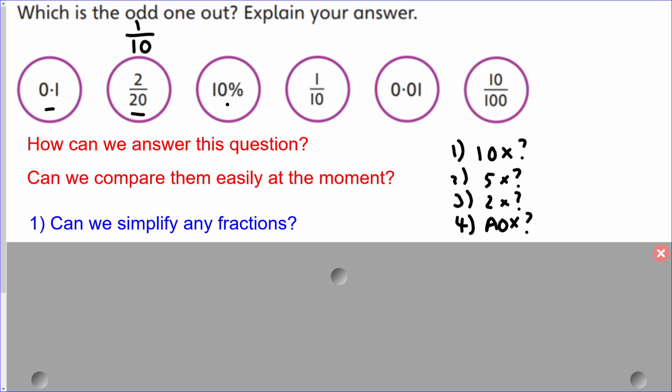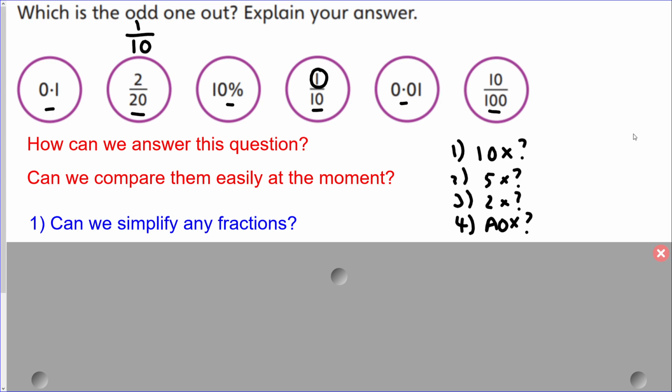I'm going to go along. Is this a fraction? No. Is this a fraction? Yes. Can I simplify it? Well, I know I can't simplify it because it's already got a numerator of 1, and we cannot have a decimal in a fraction, so I cannot simplify that anymore. Is this a fraction? No, it's not. Is this a fraction? Yes, it is.